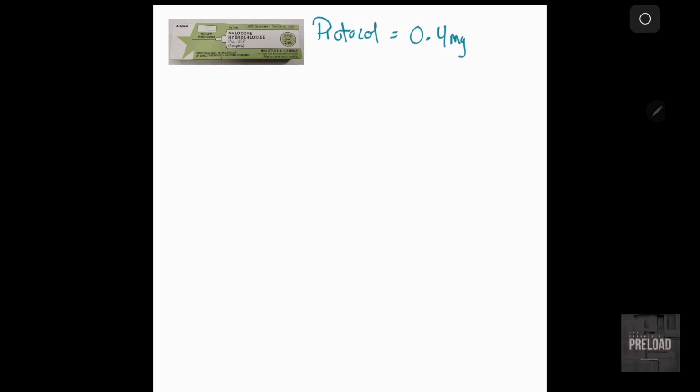Okay, let's punch this in. Let's see how we can do this. So volume to be administered is going to equal volume on hand times desired dose over dose on hand. So let's go find these numbers real quick.